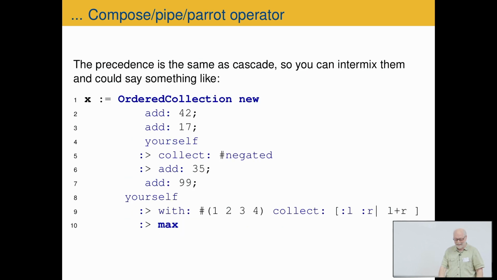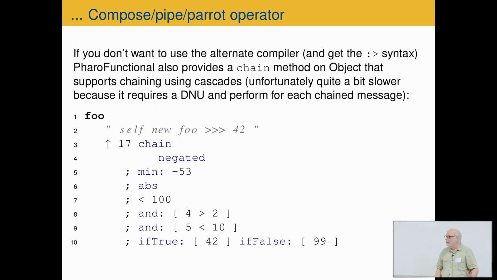Okay. So I have probably too many slides, so I don't mind answering questions, but if you don't want to do this, I have a version called Chain, and other people have done a similar thing, where essentially what you do here is you use Cascade, and this works, except that it does a DNU and a perform on each cascade. So it's way less efficient, but because the other one has no cost, it's just parentheses that get inserted. This one has a significant runtime cost.